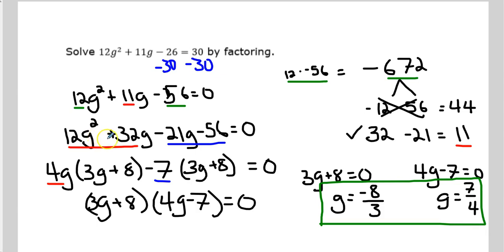12g squared and 32g both have a 4g as their greatest common factor, so we factor it out. -21g and -56 have our greatest common factor of -7, so we factor it out. Both of our terms have a 3g plus 8, so that comes out, and we're left with 4g minus 7. Take each of our factors, set them equal to 0 using that zero product property to find that g is equal to -8 over 3 and 7 over 4.